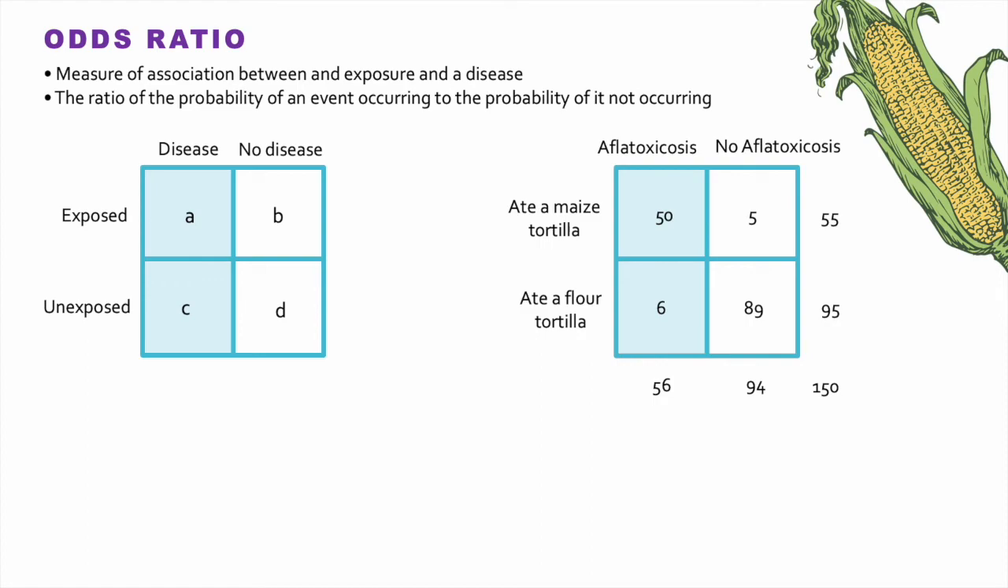And everyone who ate a burrito either ate a maize tortilla or a flour tortilla, so the exposed total of 55 and the unexposed total of 95 add up to 150. Even if you don't need the column totals for whatever you're using the 2x2 table for, it can be helpful to go ahead and add them for yourself as an extra check to make sure that you correctly put disease on the top and exposure on the left. This is especially important if you're using formulas like A, B, C, D with the cells of a 2x2 table, because if you accidentally set up your 2x2 table wrong, your calculations will be wrong.